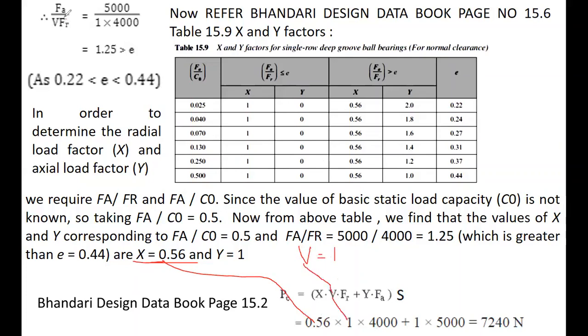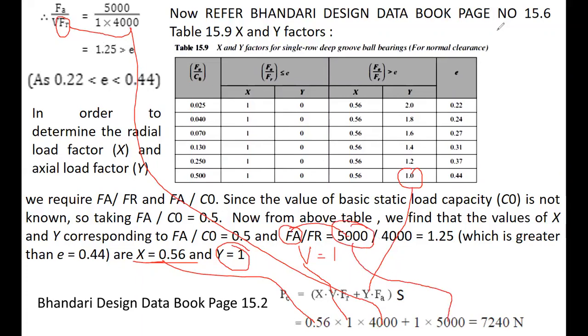Radial load is given. You can see here FR, that is 4,000. So radial load is already given in the numerical. Y we found out from this table from here. So Y is 1. Axial load is given, right? You can see here FA, axial load is given in the numerical 5,000, right?